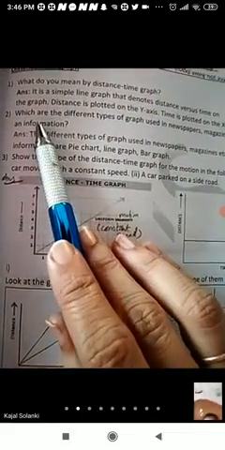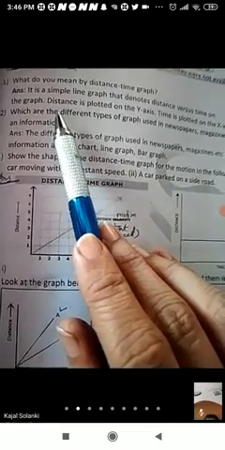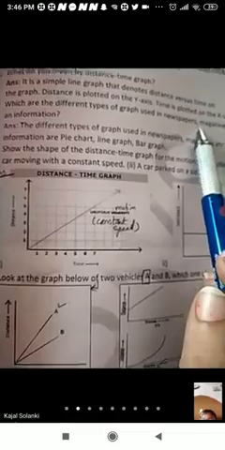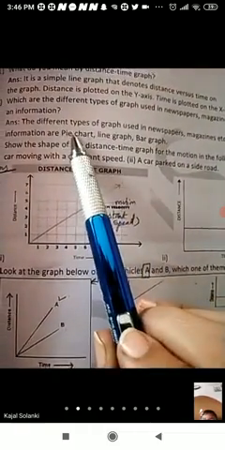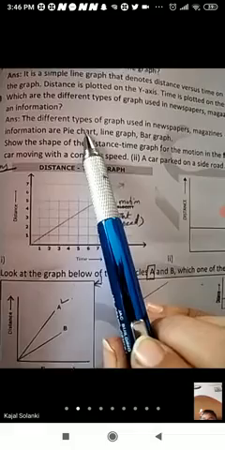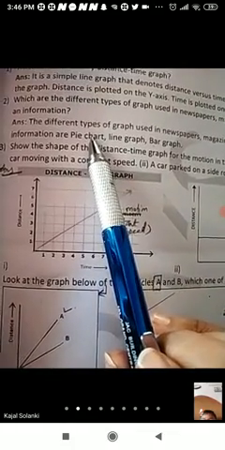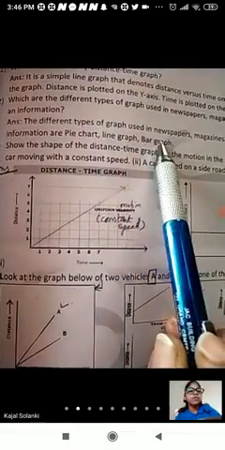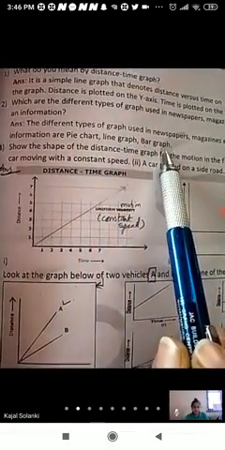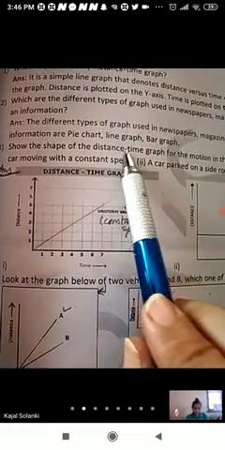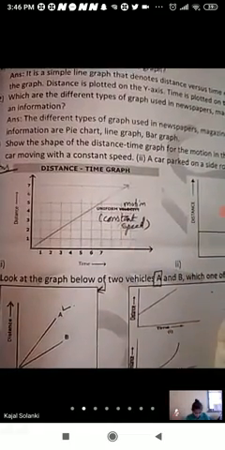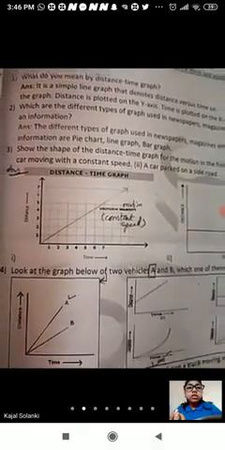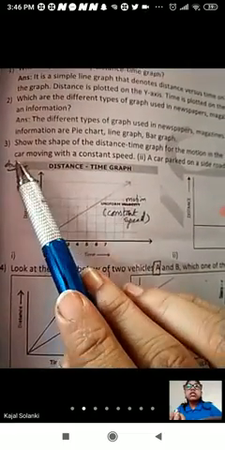Question number 2. Which of the different types of graphs used in newspaper, magazine? So that is also very simple. What are the different types of graphs, children? Very good. Okay, so you all know the names of the different types of graph. And in this chapter, we have learned which type of graph? Very good.